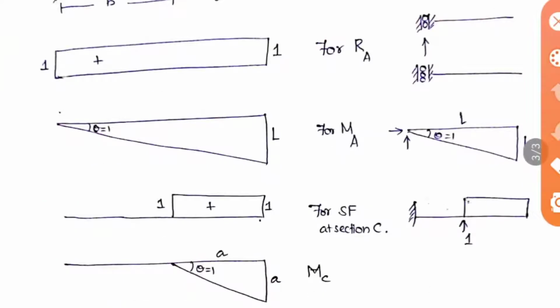The next case is for the shear force at section C. As we saw before, we have to remove the support there and apply the deflection there. But at section C there is no reaction or anything, so you can just leave that point. And the next thing you have to do is apply the unit displacement there.